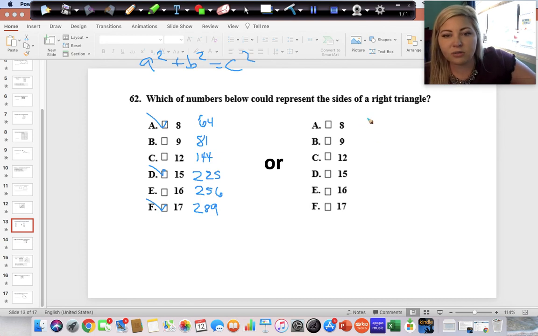Okay, and then I'm going to do that again over here. We're still using the same numbers.